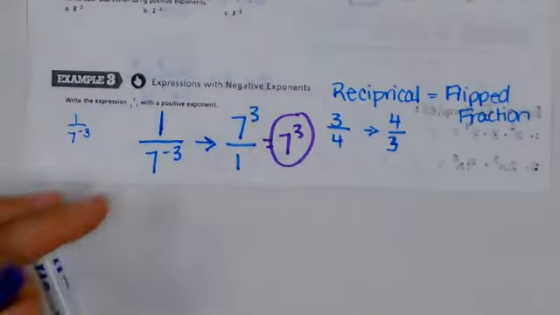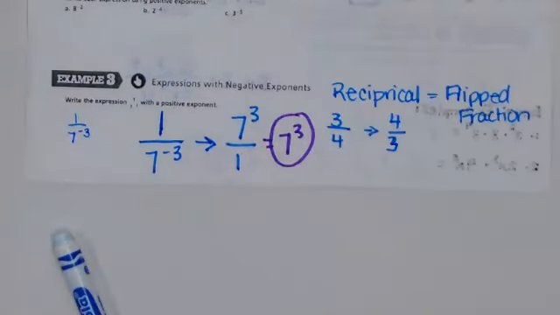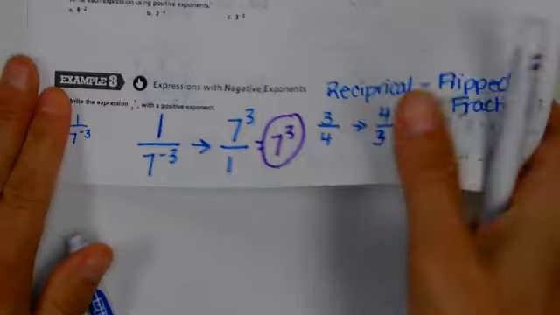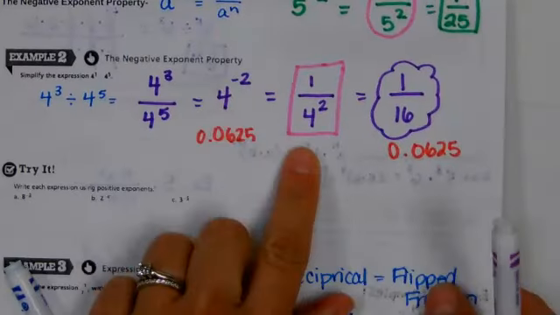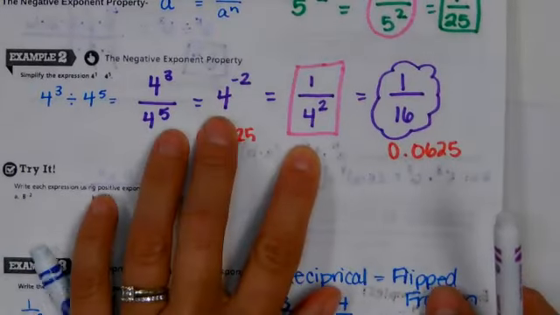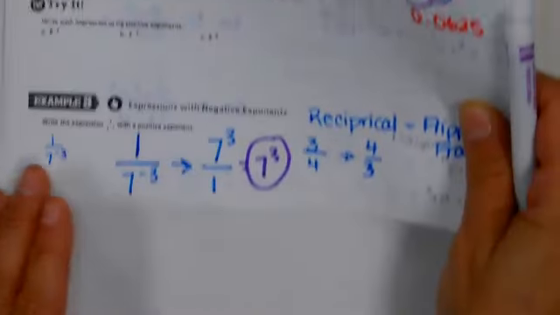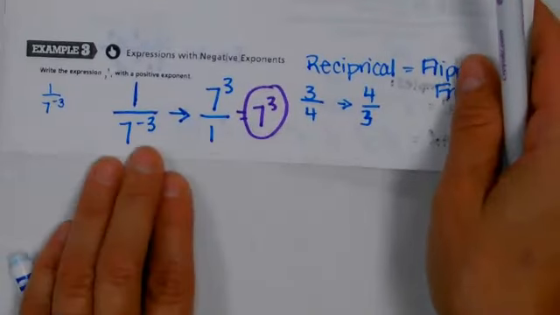Okay, so it works both ways. You can get rid of a negative exponent by putting it in the denominator of a fraction if it's not in a fraction to begin with, or you can use the reciprocal if it's already there.